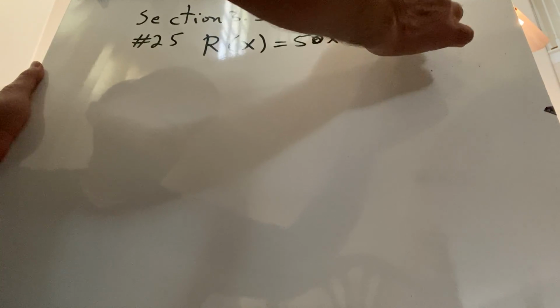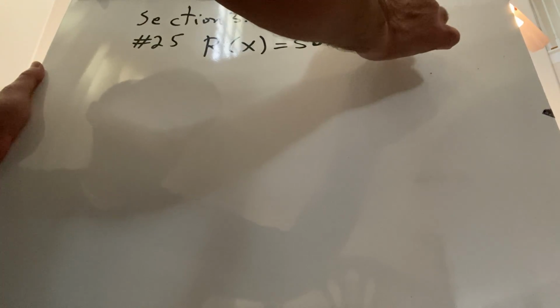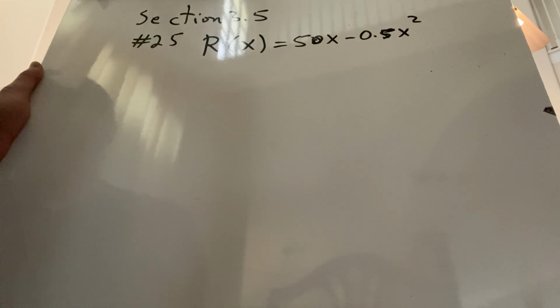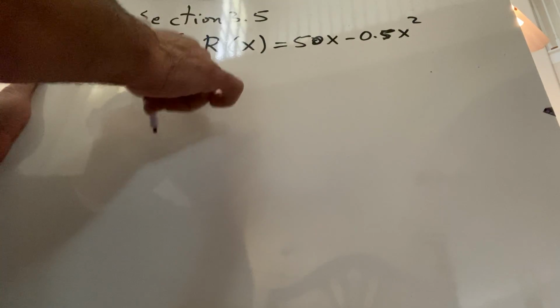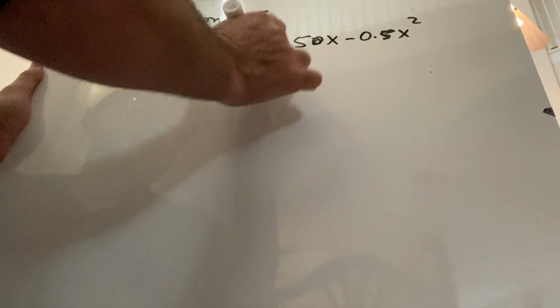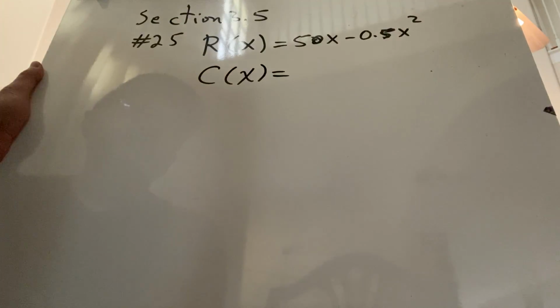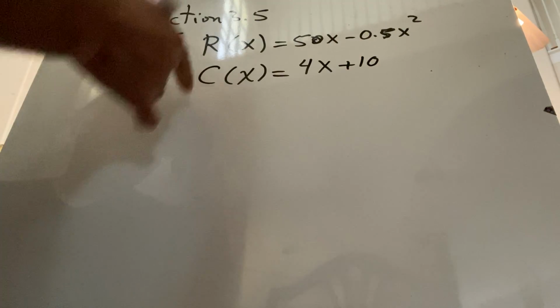And also we're provided with a cost function. Again, they're using C because the word cost starts with the letter C. But again, it is a mathematical function. Whatever it represents doesn't really matter because at the end of the day, you are going to deal with them mathematically. Okay, so these are your revenue and cost functions.